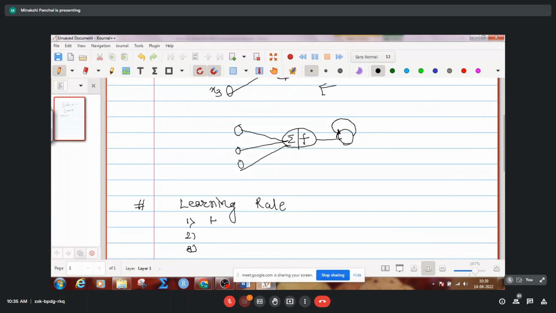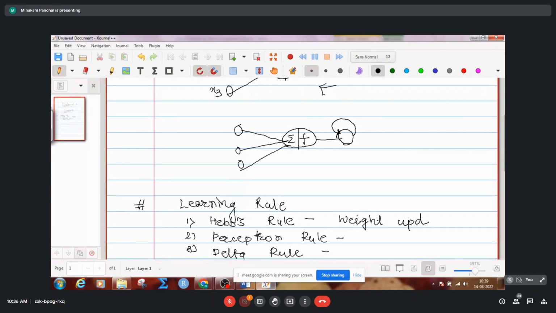While writing theory, keep in mind exactly where we should stop and what we should write. No one is expecting lengthy answers. Everyone is expecting points, those particular points. Hebb's rule, perceptron rule, and the last one is delta rule. All the rules you are writing. So here what is expected? What is the mathematical formula for weight and bias update?